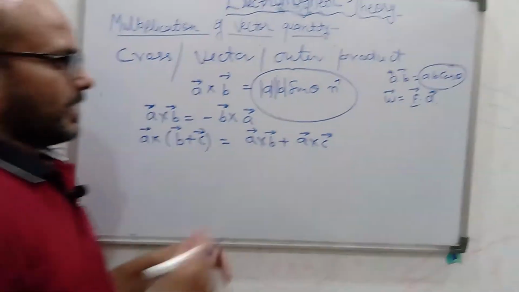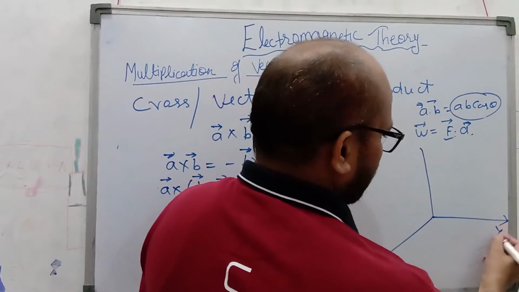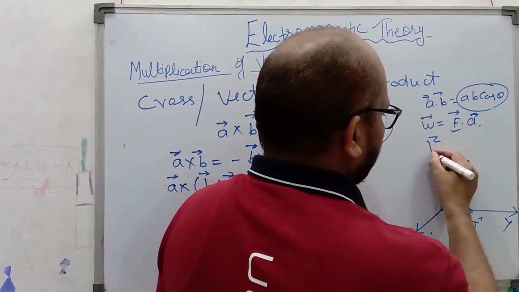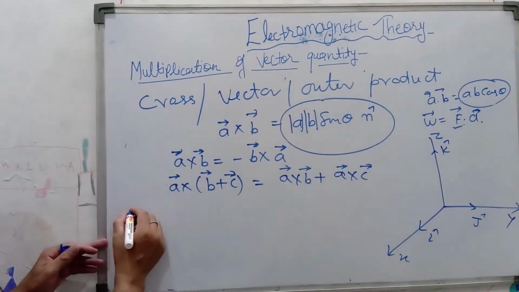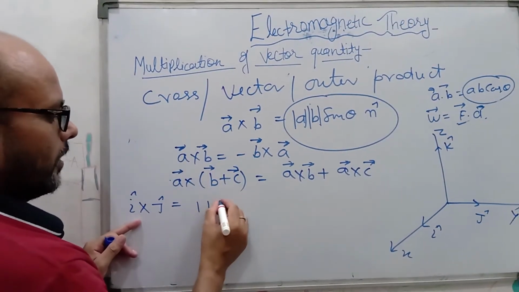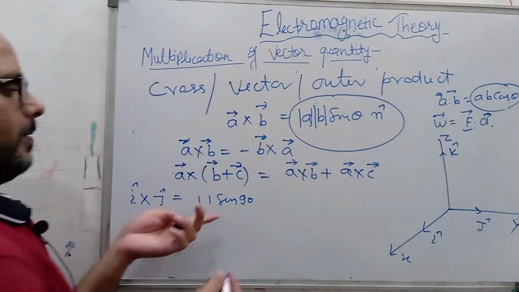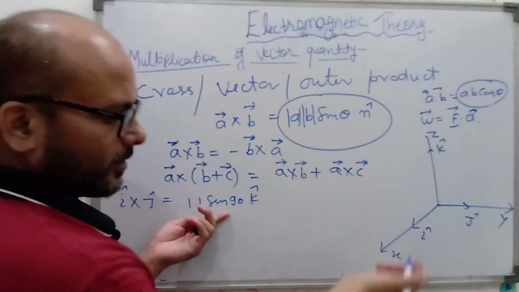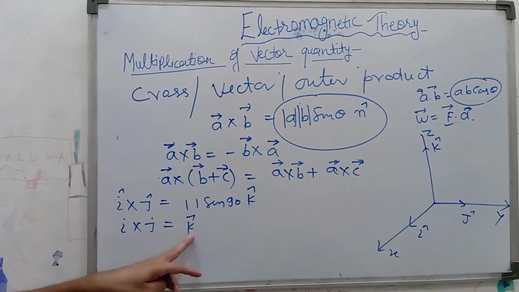In the same way, in 3D, in three dimensions, we have the x-axis, y-axis and z-axis, with i cap, j cap and k cap as the unit vectors. So i cross j: magnitude of i is 1, magnitude of j is 1, sin 90. Now what is the direction? Sin 90 is 1, and the direction is k cap, the upward direction. So i cross j equals k cap.